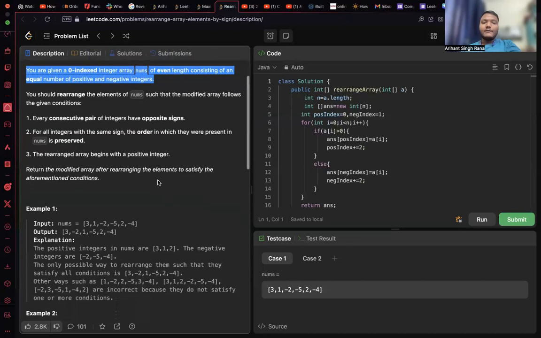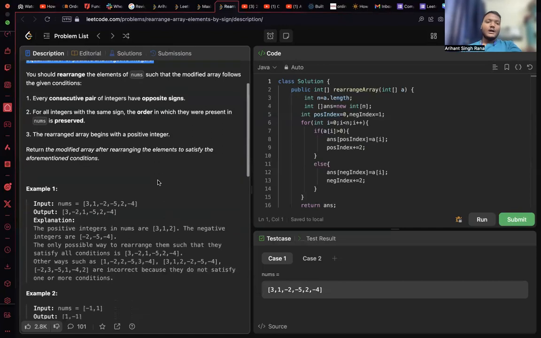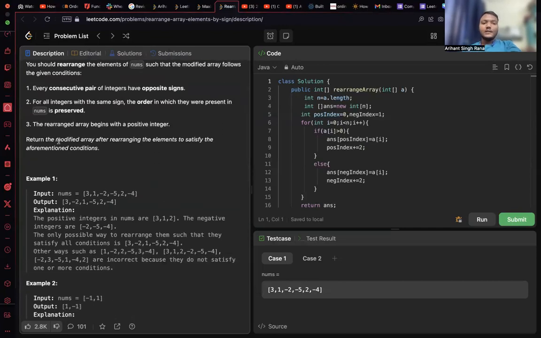After that, it says that after the rearrangement, the array should always begin with a positive number. So it is a strict condition that we have to follow. Then it simply says to return the modified array after rearranging the elements to satisfy the aforementioned conditions. So after fulfilling all three conditions, we need to return the answer array.